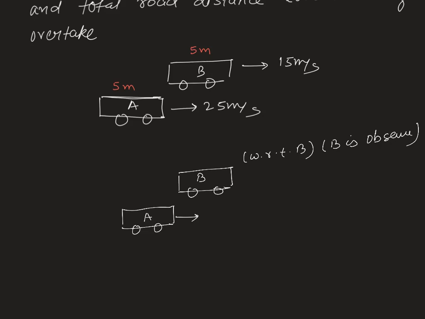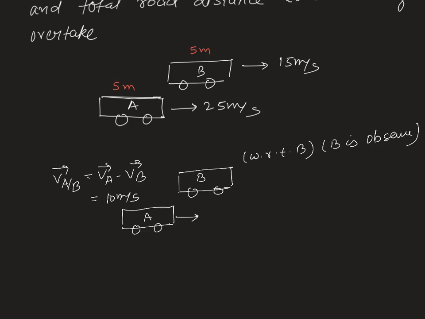So what will be the velocity of A? So velocity of A with respect to B will be given as velocity of A minus velocity of B. All the regular shenanigans, and you will get 10 meter per second. That is the relative velocity that you are going to get.